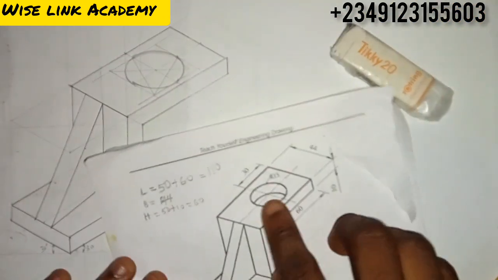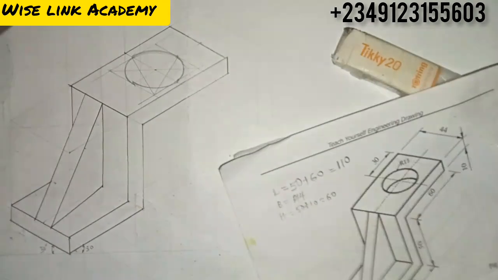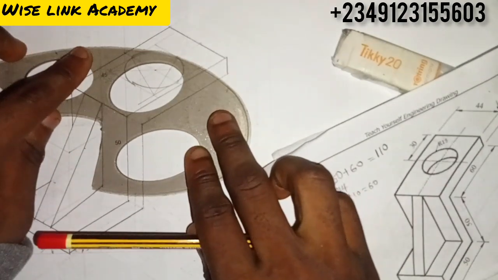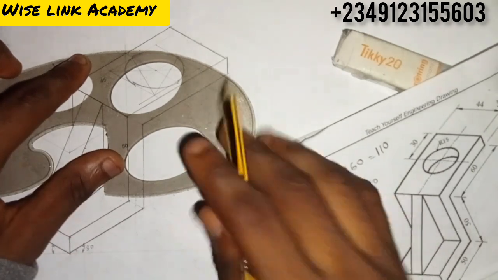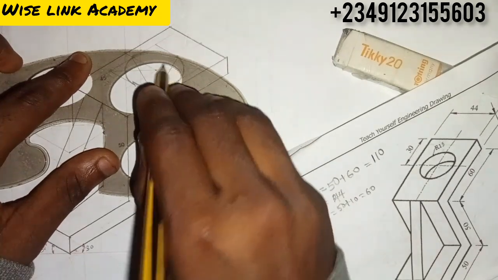This circle I'm seeing here. So what do you observe? There's a curve inside. So just take your French curve. You can just curve it. So just take it this way. Curve it this way.